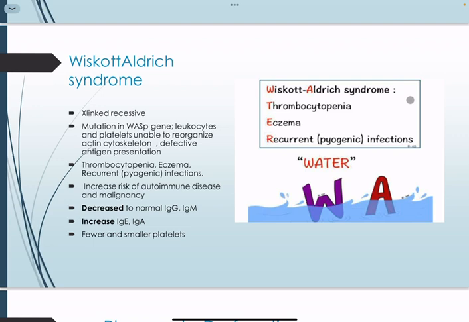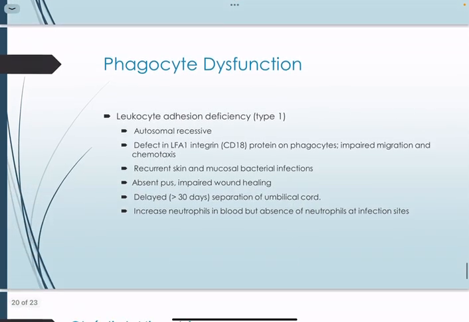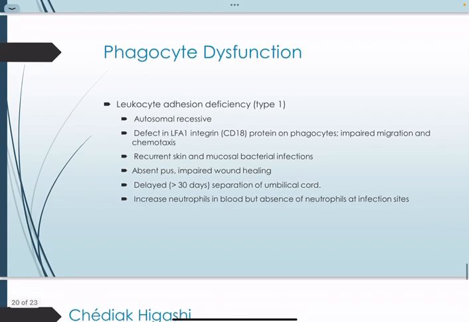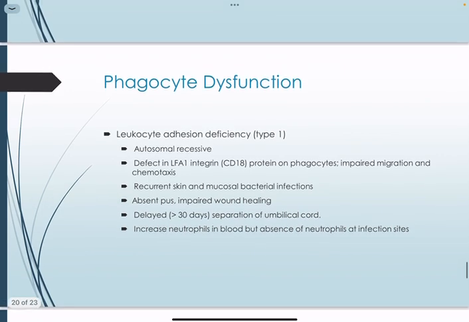Now moving to the third part, which is the phagocytic dysfunction, or disorders of phagocytosis. The first one we get is leukocyte adhesion deficiency or defect. There are three types, type 1, type 2, and type 3, but we're going to only talk about type 1 because it's the most common one, the other ones are much milder. It's autosomal recessive. The defect is in the LFA1 integrin CD18 protein, which is on the surface of phagocytes.